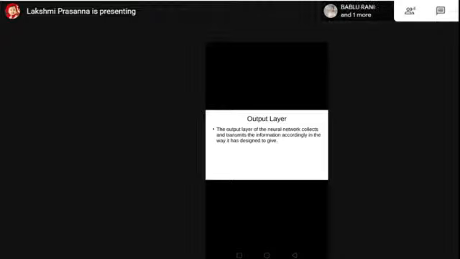Let's take a real world example: a face recognition system. Here, our face is the input. Hidden layers extract all the features of your face, and the output is the phone being locked or unlocked.